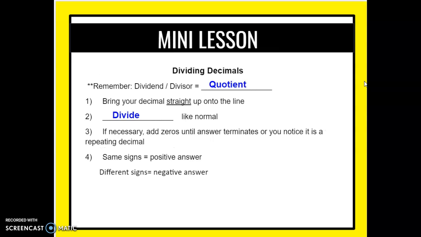Okay, let's look at division. So when you have an answer to a division problem, that's a quotient, when you take the dividend divided by the divisor, you bring your decimal straight up to the line, divide like normal. If necessary, add zeros until an answer terminates, or you notice it's a repeating decimal. And again, same signs are going to be a positive answer and different signs will be negative.